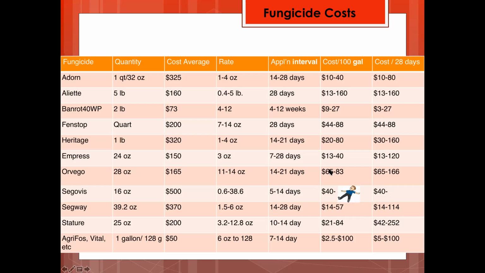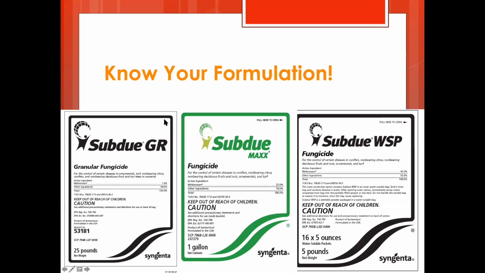So then it comes down to formulation, which can get to be a little bit confusing. I became aware of this when I had suggested Subdue and the grower was applying this granular formulation of Subdue, which is just 1% mefenoxam. Plus it's a granule, so you can imagine if you were trying to apply this granular and control a foliar blight, all your granules are going to fall off your leaf and you're not going to get very much control.